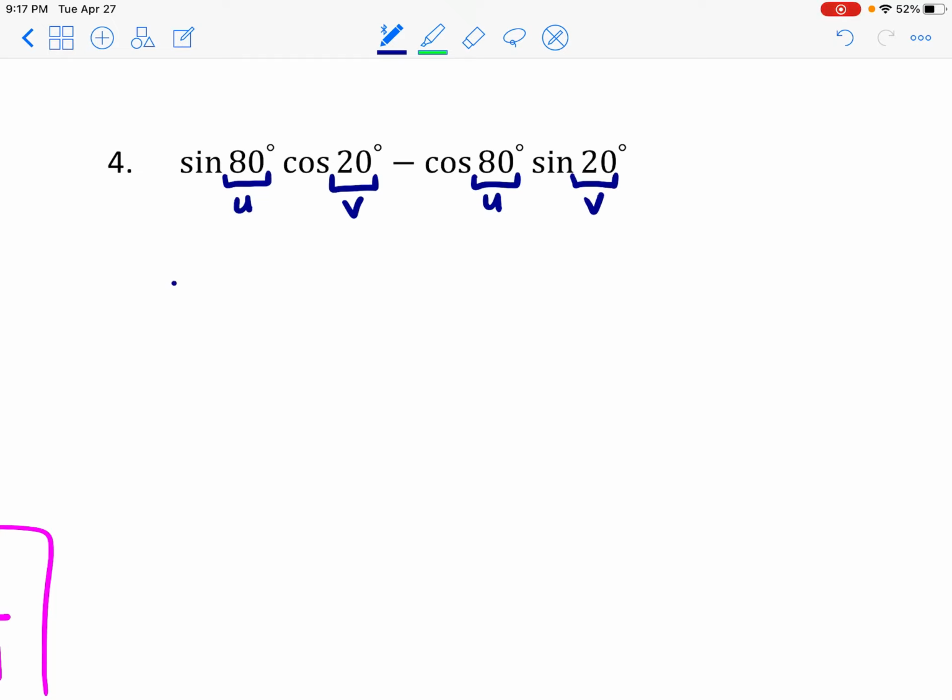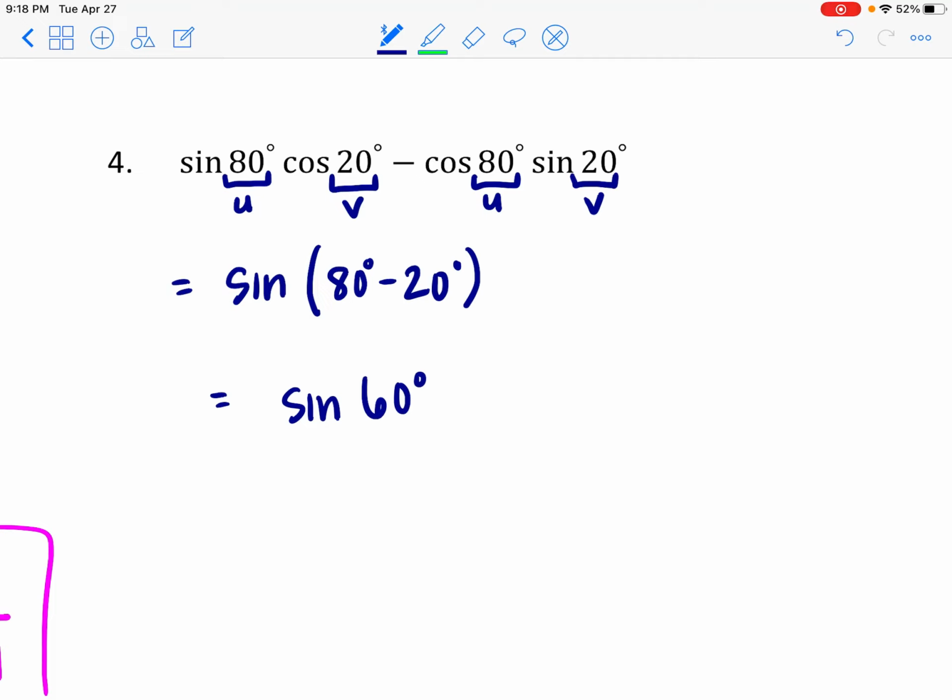Okay, so we can put this back together and say that this is the sine of a difference of u and v, so the difference of 80 and 20. And those are degrees. That makes this pretty simple because 80 minus 20 we can subtract. This is going to be the sine of 60 degrees. Then we can go straight to the unit circle to find the sine of 60, and the sine of 60 is exactly radical 3 over 2.